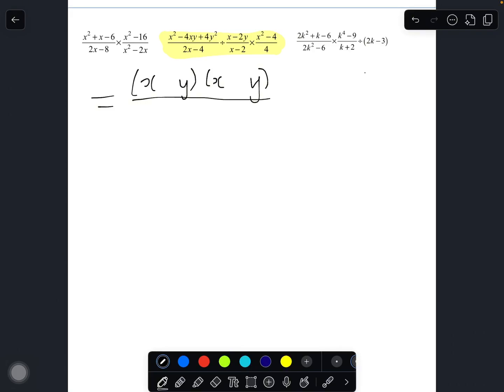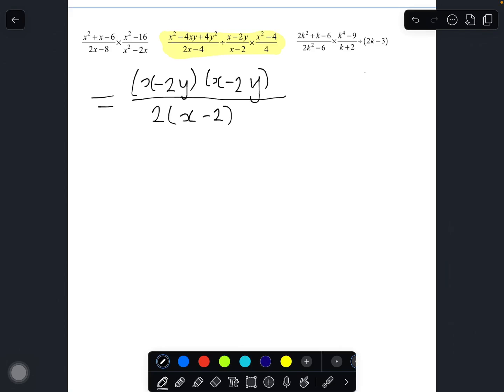This is going to be over 2 into x minus 2. Okay, now what two terms multiply give me 4y squared, and when I add them give me negative 4xy, and that will be minus 2 and a minus 2. And that's how I'd get 4y squared, and that's how I'd get negative 4xy.